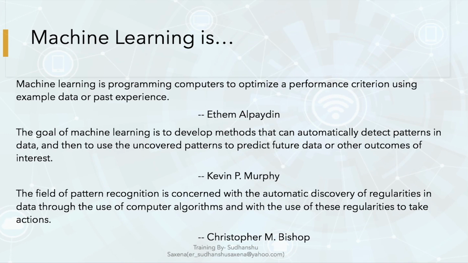The other definition is: the goal of machine learning is to develop methods that can automatically detect patterns in the data, then to use the uncovered patterns to predict future data or other outcomes of interest. And I find this definition much more accurate than any other definition. However, I will read out other definitions as well for you. The field of pattern recognition is concerned with the automatic discovery of regularities in the data through the use of computer algorithms, with the use of these regularities to take actions. Now just think, for example, I know a kid, right?